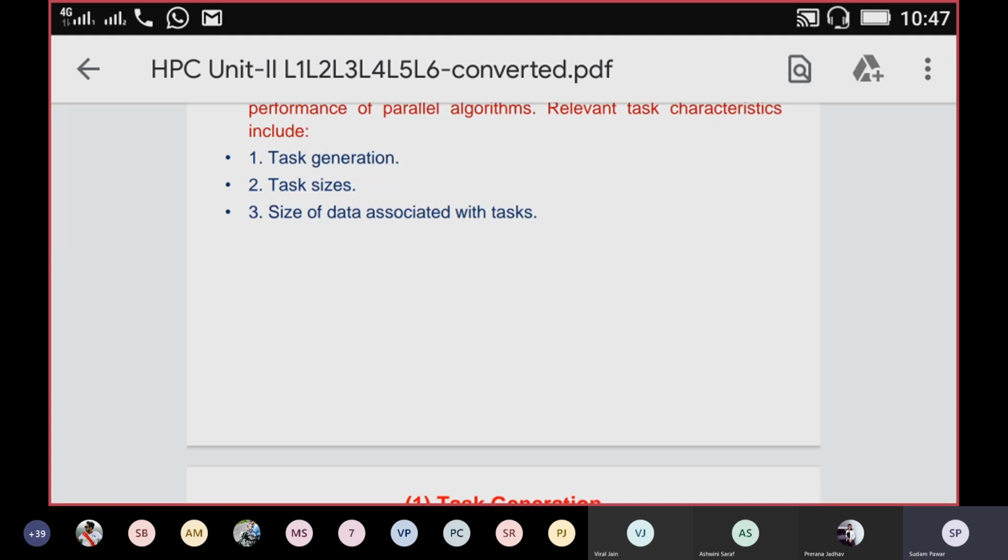The next subtopic is the characteristics of inter-task or task interactions. These are also called the task interaction characteristics. Based on different parameters, there are different ways of classification as far as the task interaction characteristics are concerned. So don't confuse the task characteristics with the task interaction characteristics. These are two different topics.